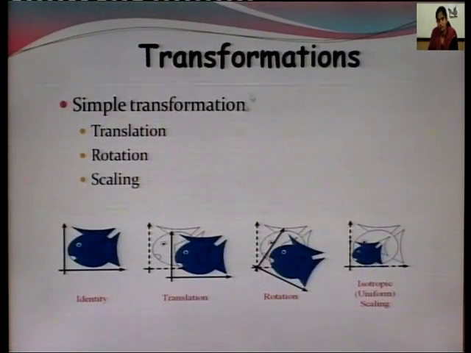The basic transformations are translation, rotation and scaling. As the name suggests, translation repositions the object, and rotation rotates the object by some angle, either along the x axis, along the y axis, or along any arbitrary axis. And this is the isotropic scaling: we are scaling the object by a uniform value both in the x direction and y direction, so that the shape of the object remains preserved.